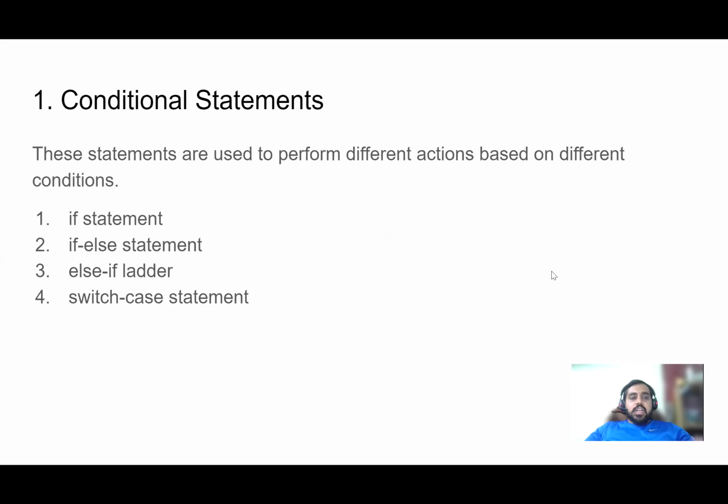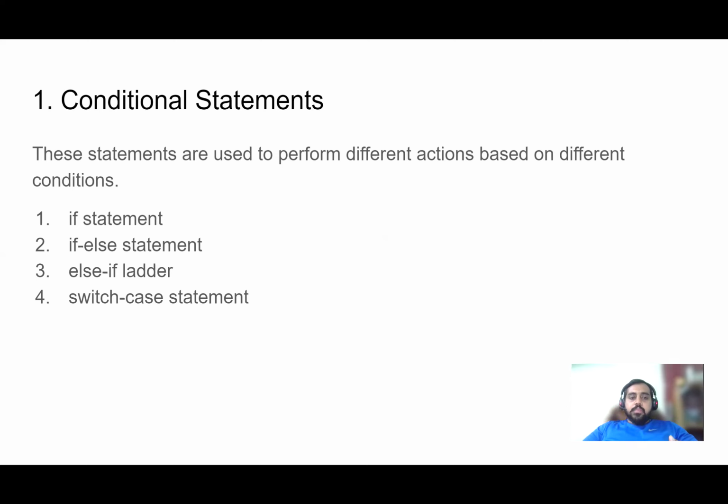Conditional statement means there will be a certain condition, and based on that, the code will work. These are certain statements used to perform different actions based on different conditions. Suppose I write one condition in my program. If the input data meets that condition, only that block of code will execute, and the contrary part of that block of code will not execute. So in conditional statements, we have four types.